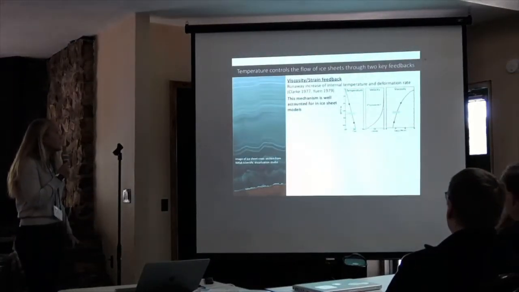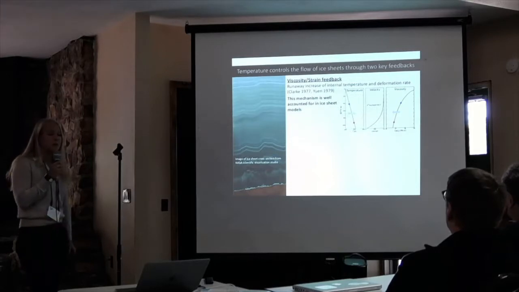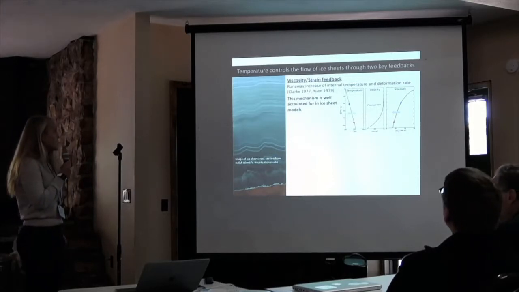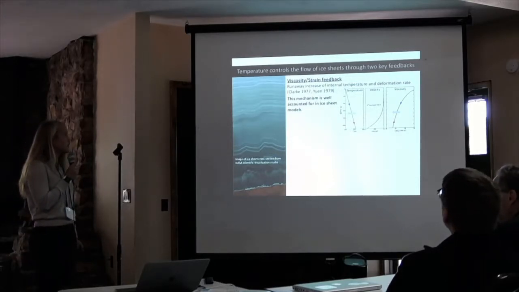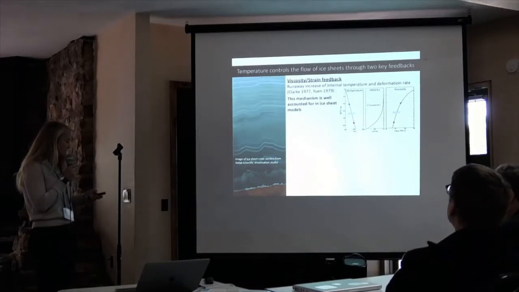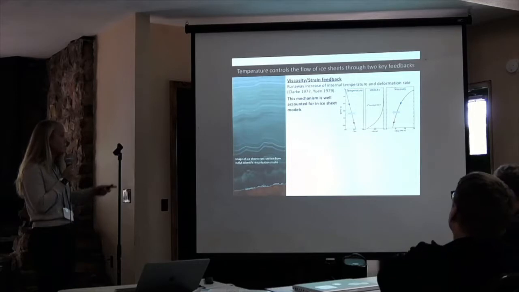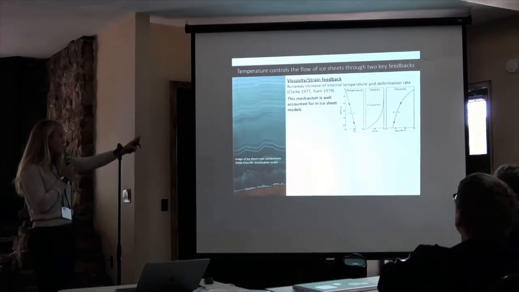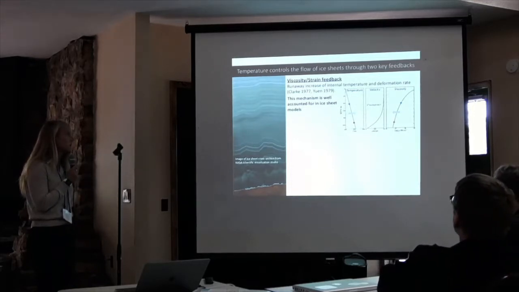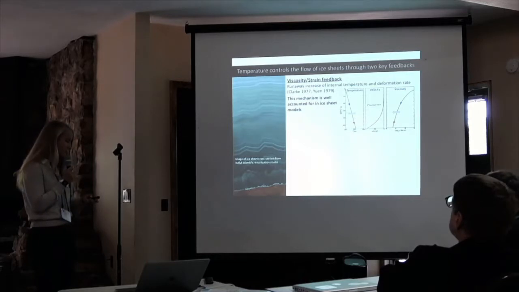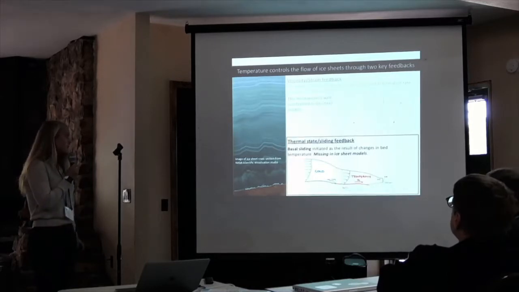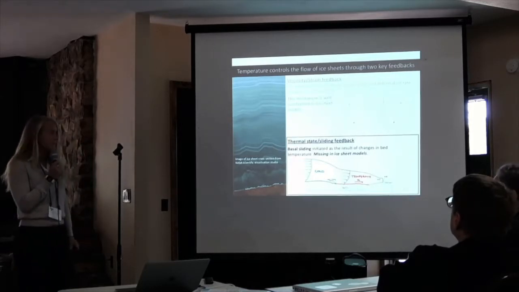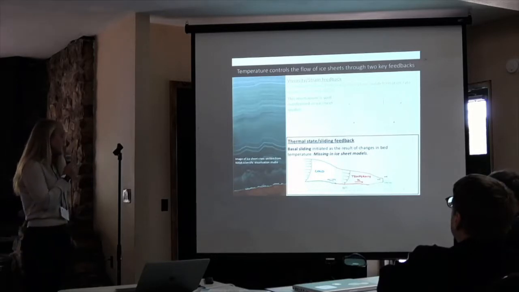Temperature controls the flow of ice sheets through two key feedbacks. One is the runaway increase of internal temperature and deformation rate. So as temperature increases, we get velocity increases, viscosity is going to decrease, and we're going to get higher deformation rates. The second mechanism, and the one I'd like to focus on today, is the thermally regulated activation of sliding.